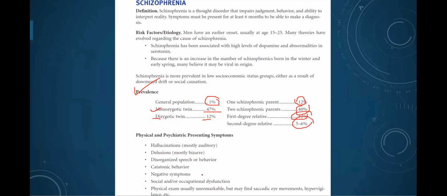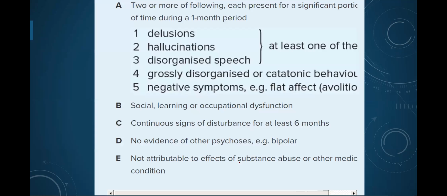Now, what are the features of schizophrenia? The main features are hallucination, mainly auditory, delusion, which is a bizarre kind of delusion, and disorganized speech or behavior. You have to have at least one of these three to diagnose schizophrenia. So you have to have delusion, which means an abnormal false belief, or hallucination.